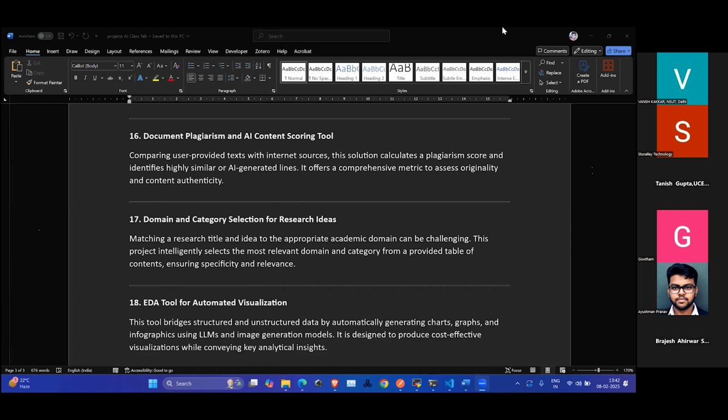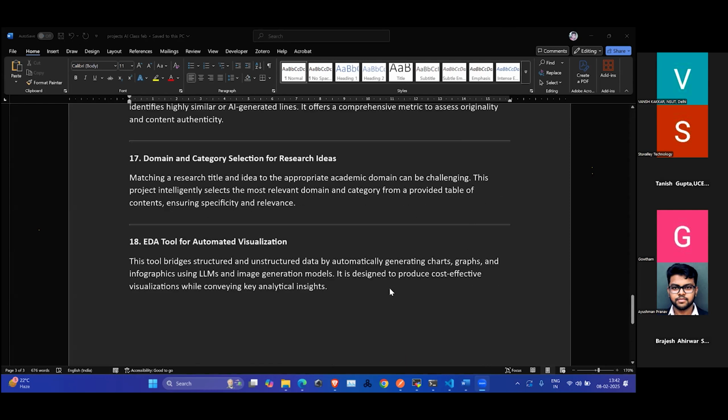Excuse me, so please, can you explain project 18? EDA tool, automate visualization. Yes, sir. Data, by automatically generating the charts, graphs, and infographics using LLM image generation models and design to produce the cost efficiency visuals. Okay, so the thing is like, one minute.